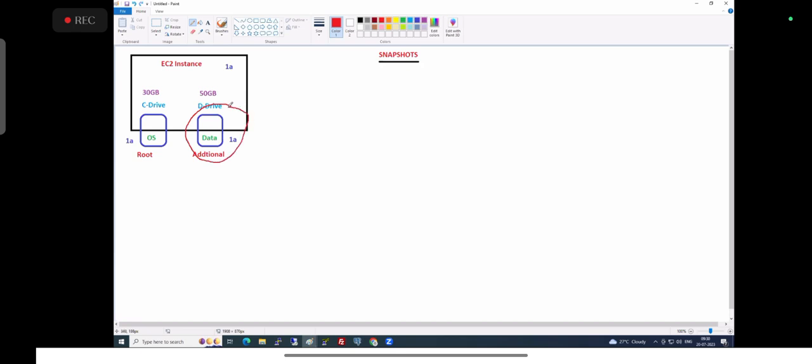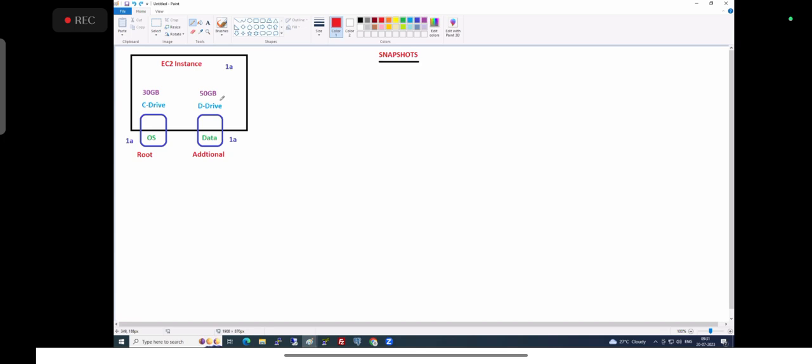Yes. So what is the backup of the volume? That is called a snapshot. What is the backup of the volume? Snapshot. What is a snapshot? Backup of the volume. So we can call it a backup of the volume or a point in time copy of the volume. Yes or no?